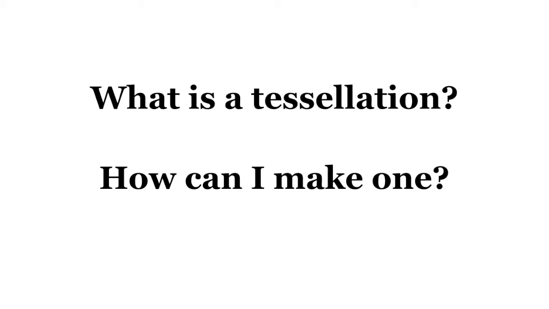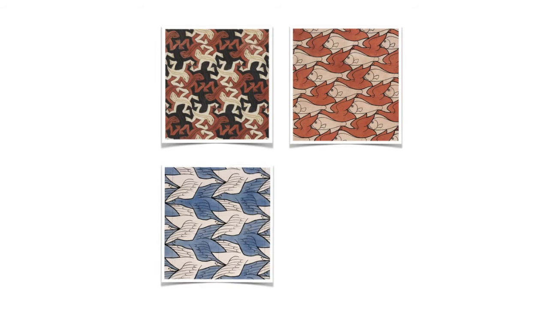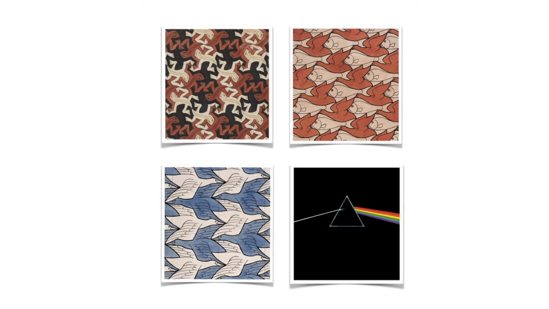What is a tessellation, and how can I make one? You're probably familiar with tessellations from those trippy MC Escher posters your roommate had in college. Wait a minute, that's not Escher. Strictly speaking, a tessellation is an arrangement of geometric tiles that completely covers a plane with no gaps or overlaps.